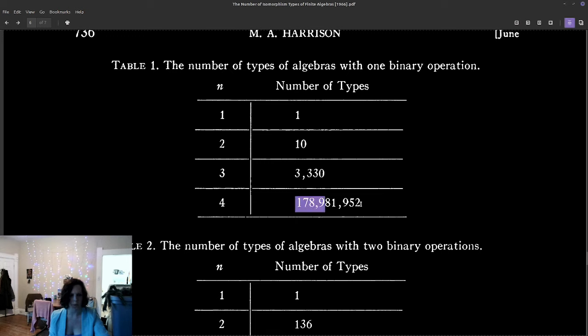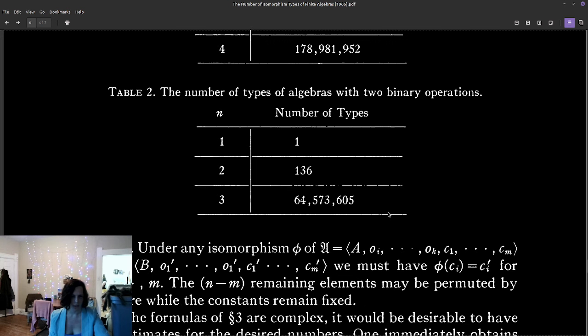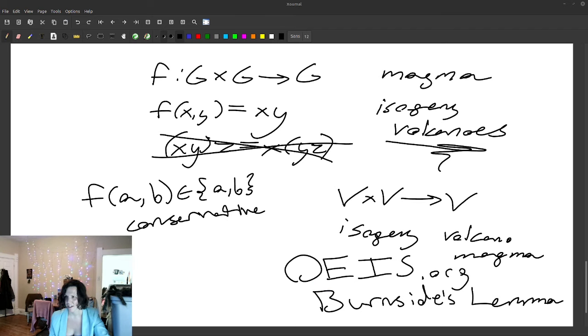So that's the number of different isomorphism types, fundamentally different types of algebraic structures that have four elements and a single binary operation, which sounds really huge already. And of course, if you have two binary operations, the numbers get big faster. Even when you have three elements, there are already 64,573,605 fundamentally different ways that you can have two binary operations on a set with three things in it. So the diversity of algebraic structures that are small enough to have only three or four elements is unbelievable. It's really a lot. I always thought that was really cool. That's Harrison's paper from 1966.